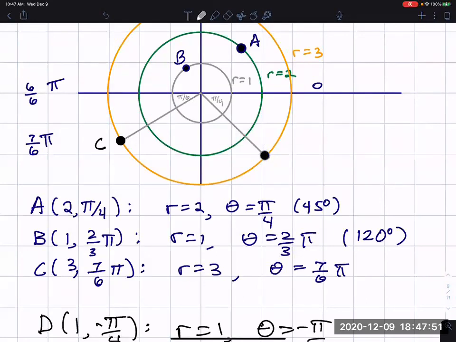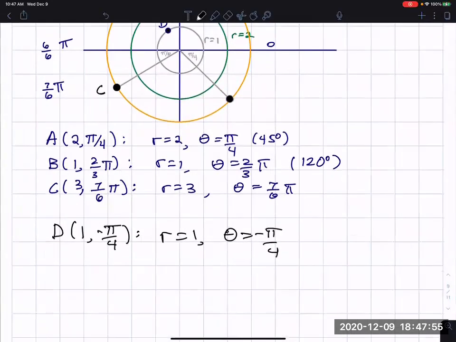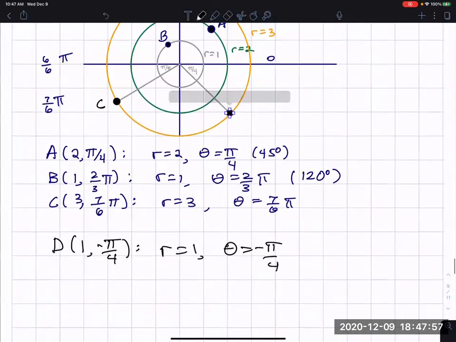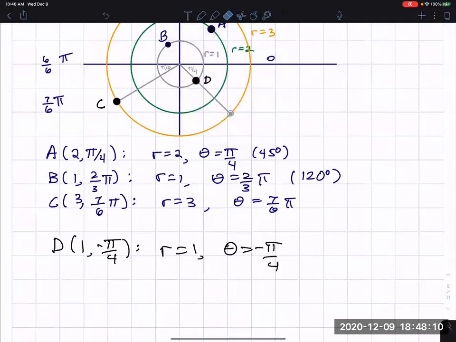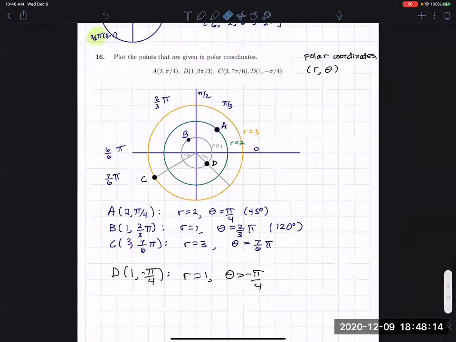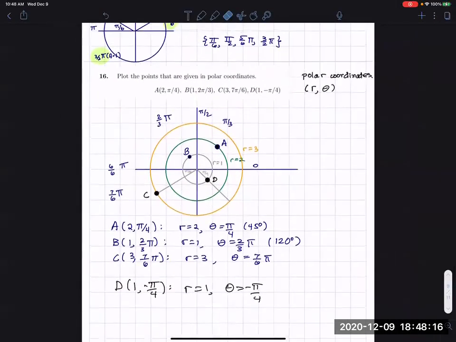So that leads us finally to D. No, that's not D. Let's cut that. D is over here with radius 1. That's D. You have to erase that somehow without making a mess. Okay, any comments or suggestions on this? This is negative pi over 4 down here. Anything to say about that?